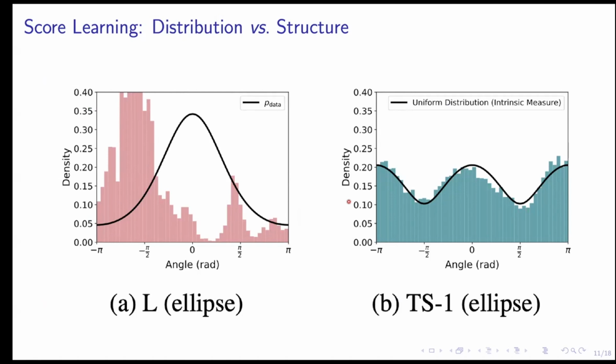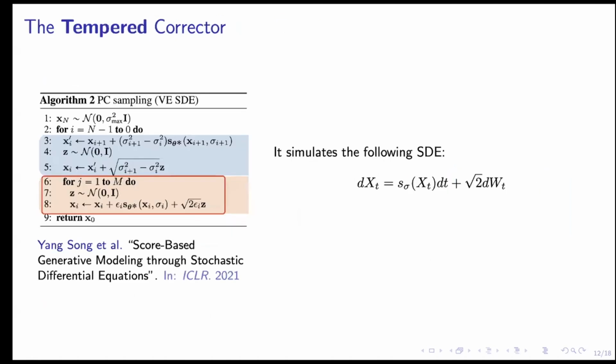On the right-hand side, if we just want to recover the uniform distribution with respect to the intrinsic measure on the manifold, then with the same score, we are able to do that. And this can also be plugged into the diffusion model by just one line of modification of the existing diffusion model.